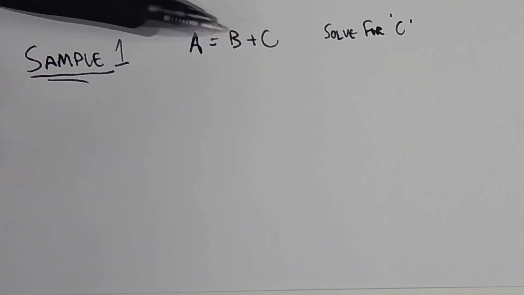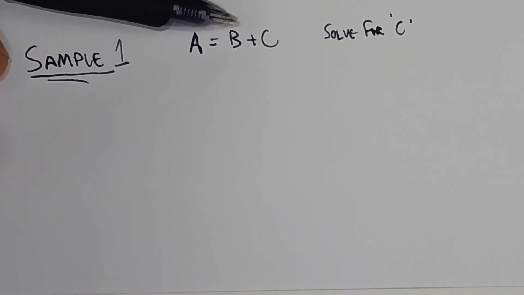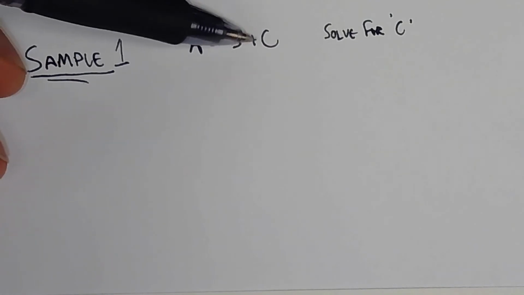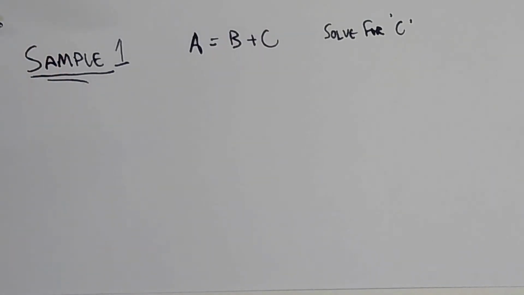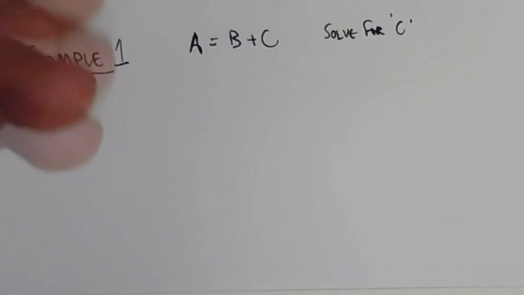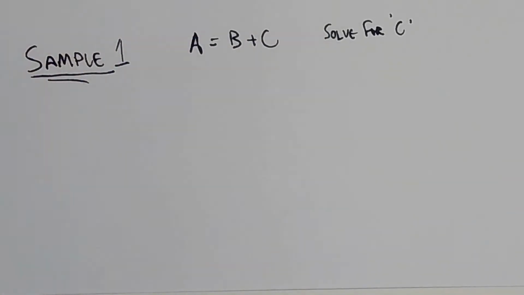So you've got to eliminate B. So B is added to C. Now in this case, there's not really any working from the outside in because it's pretty much a one-step formula. I'll show you what I mean by working from the outside in as we move in.